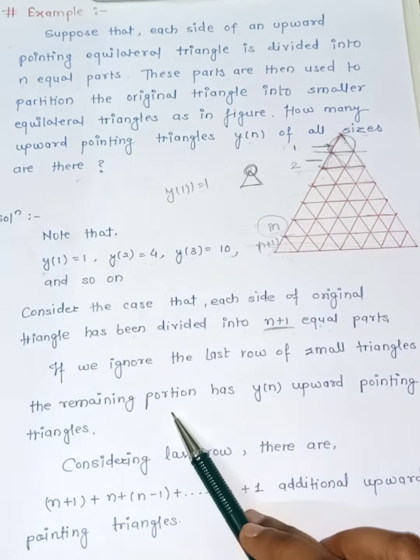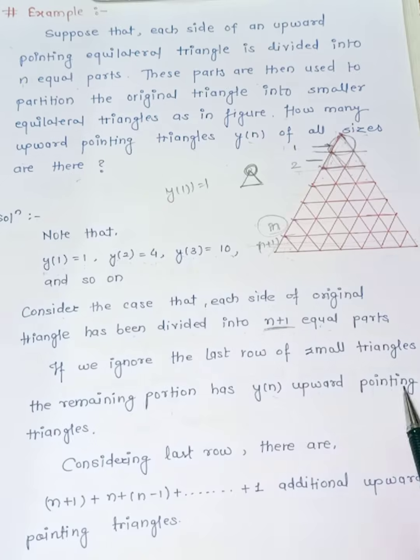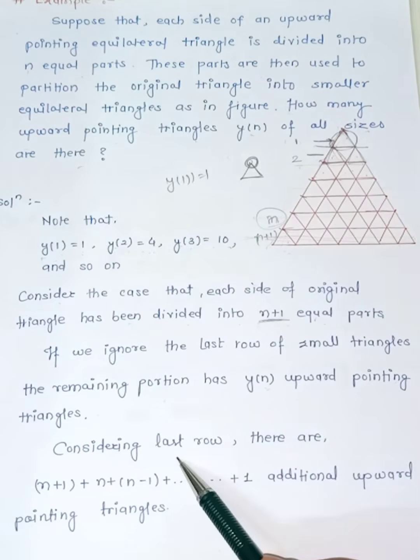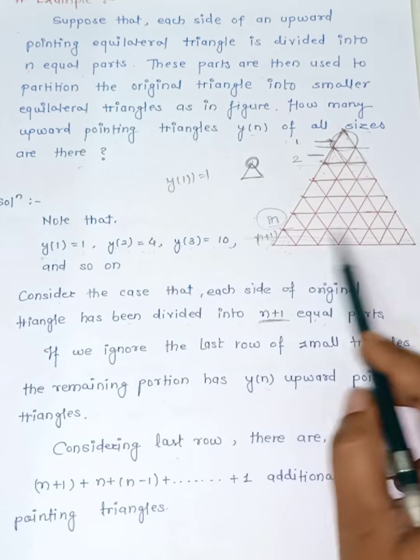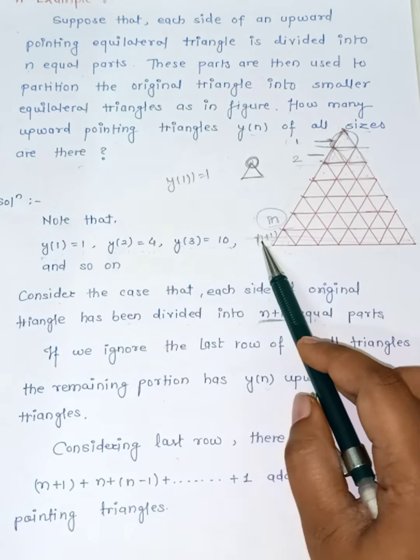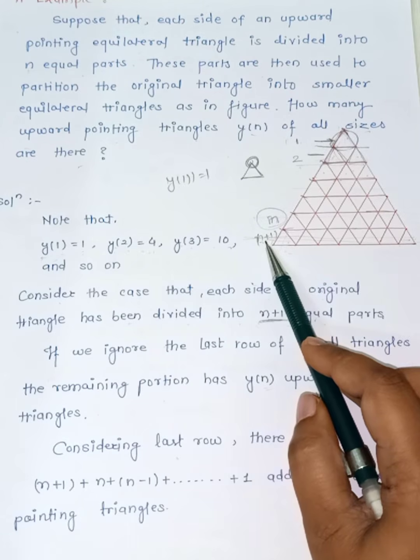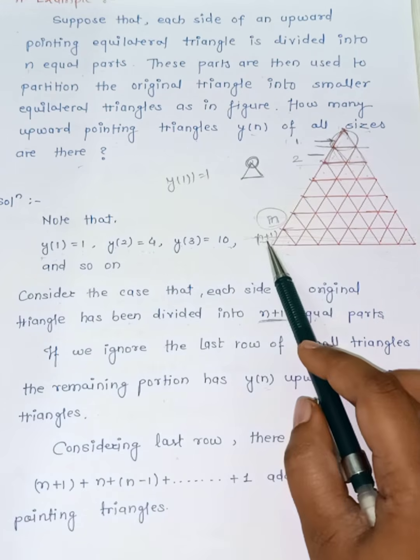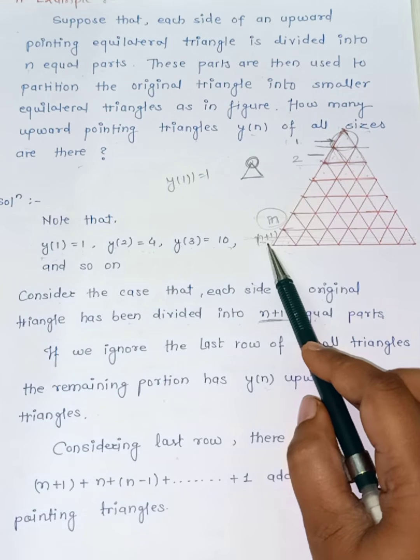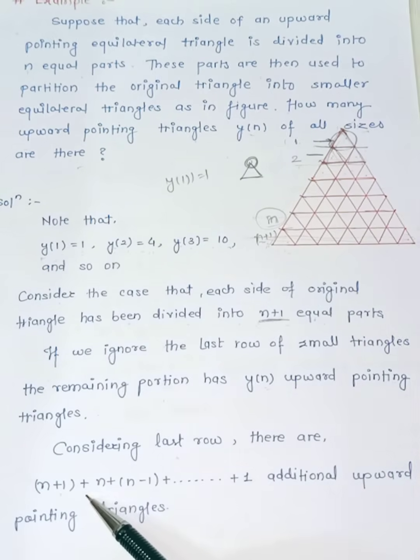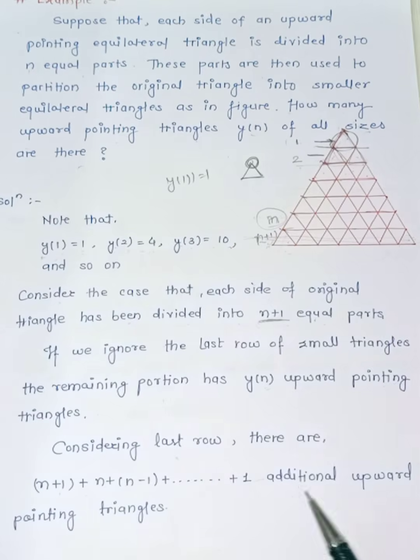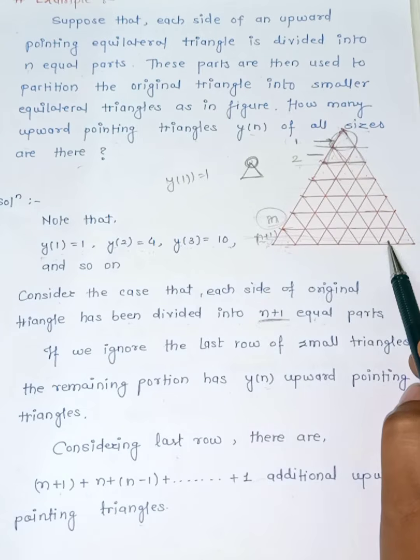सो रिमेनिंग पोर्शन हॅज y ऑफ n अपवर्ड पॉइंटिंग ट्रायंगल्स. नाव वी विल कन्सिडर द लास्ट रो, ओके. दिस लास्ट रो जर याला कन्सिडर केलं आपण तर n प्लस 1 इथे राहील ना, n प्लस 1 टाइम्सवाला जो कन्सिडर केलेला असेल तो राहील लास्ट रोसाठी, ओके. सो n प्लस 1 इथे ट्रायंगल्स तयार होतील, ओके. सो n plus 1 plus n minus 1 and up to so on plus 1 additional upward pointing triangles will be in the last row, okay.